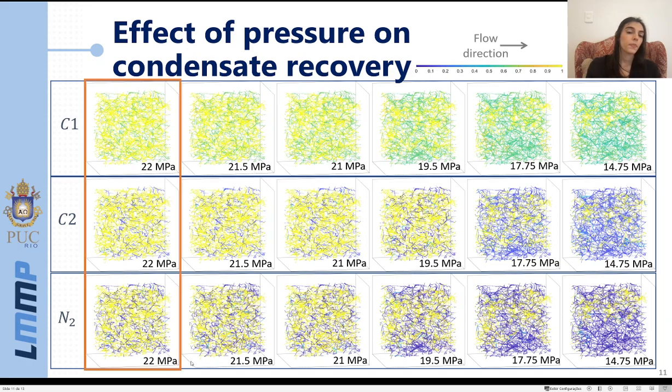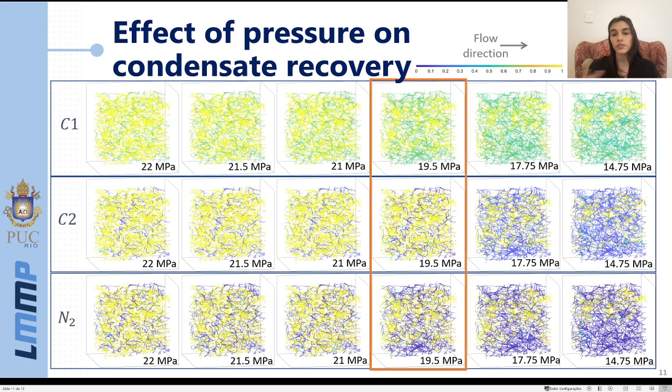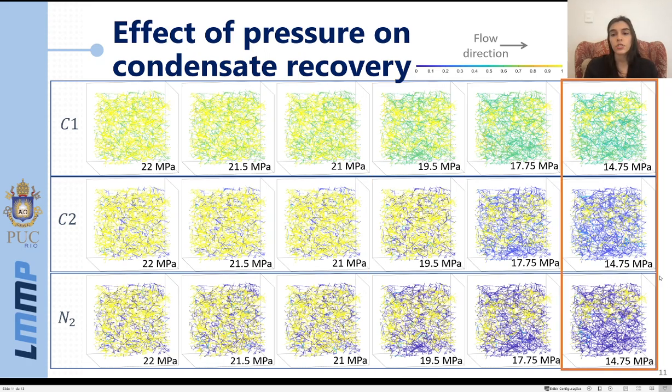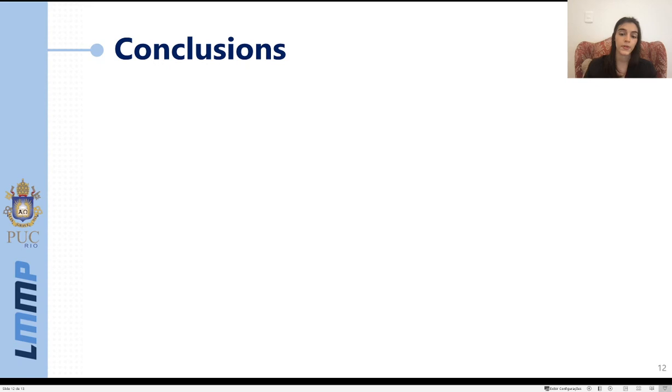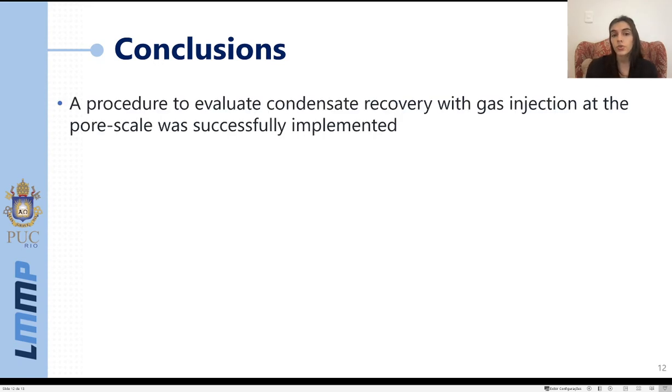And again, we can see that at high pressures, all of those three gases, they performed well to recover the condensate. At intermediate pressures, we start seeing those big differences between the gases. While the ethane could recover most of the condensate, the methane and nitrogen, they bypassed already most of the network volume during the injection. And finally, we can see that at 14.75 megapascal, none of the gases recovered the condensate well.